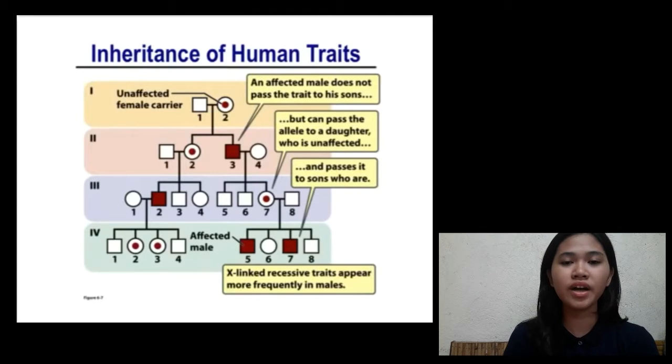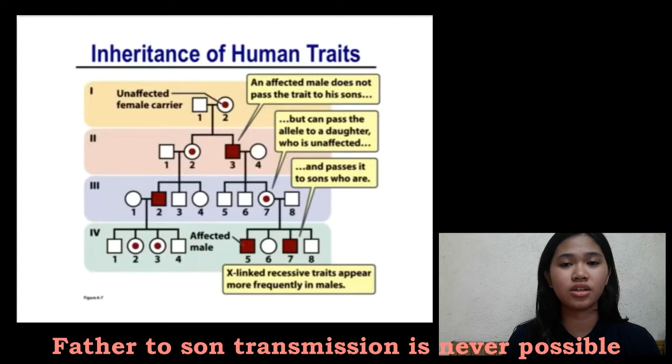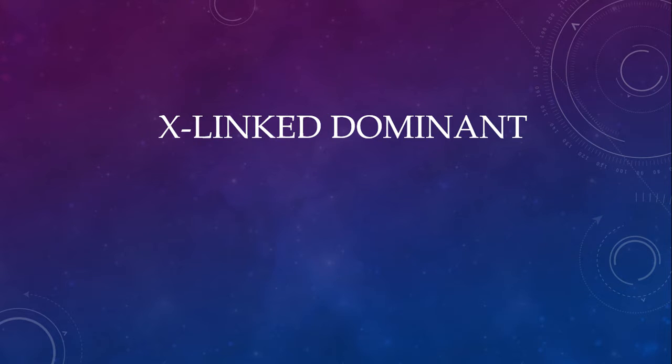Another is, father to son transmission is never possible because males have two kinds of chromosomes, X from the mother and Y from the father. The father only gives the Y chromosome to his son. And since we're talking about X-linked recessive inheritance here, father to son transmission is never possible.